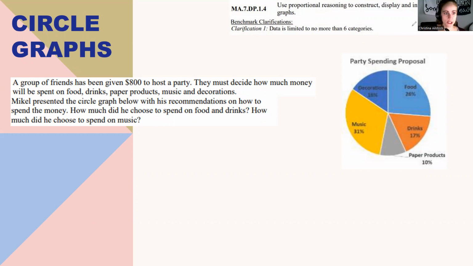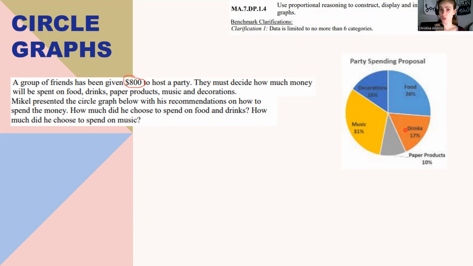When we look at our circle graph here, we can see that 16% of the budget he's proposing for decorations, 31% on music, 10% on paper products, 17% on drinks, and 26% on food. But we're being asked to identify what is the total amount of money he's choosing to spend on each one of those sections, because our budget is $800. So that means of that $800, 26% of that money is going to go towards food. 17% of that money is going to go towards drinks.